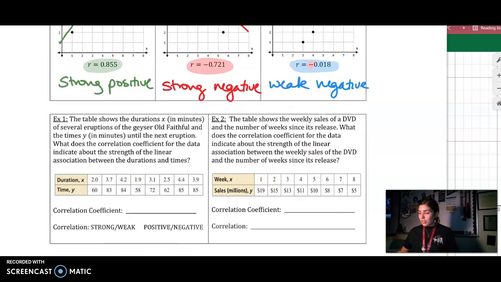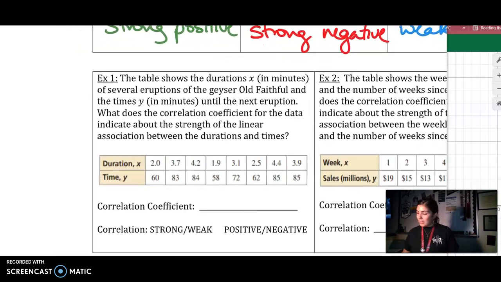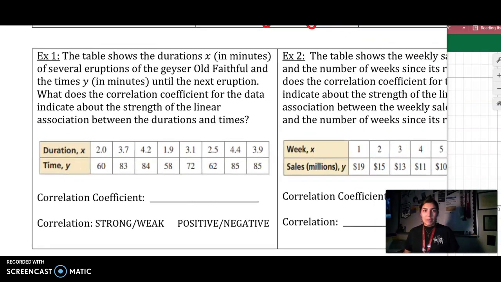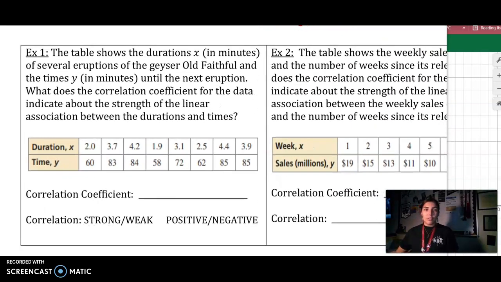All right, let's find our correlation coefficients and interpret them. In example 1, it says, the table shows the durations x in minutes of several eruptions of the geyser Old Faithful, that's in Yellowstone National Park, and several times y in minutes until the next eruption. What does the correlation coefficient for the data indicate about the strength of the linear association between durations and times? My key words here, we should circle, star, underline the words correlation coefficient. And as a hint, look for the word strength. We're going to try to decide if this correlation coefficient is strong or weak and positive or negative. So let's follow the steps on the other side of this page.